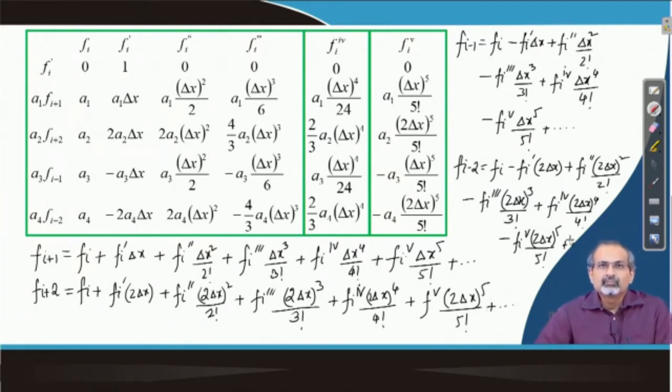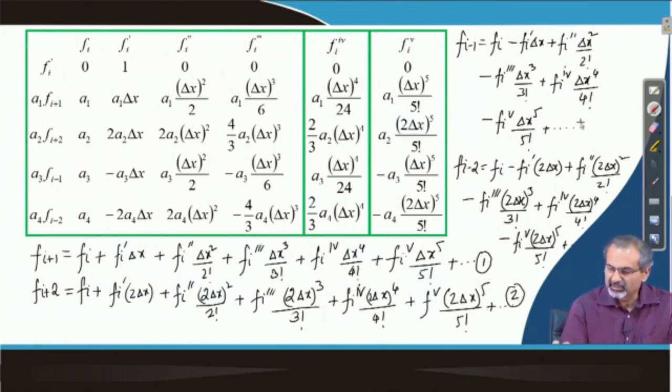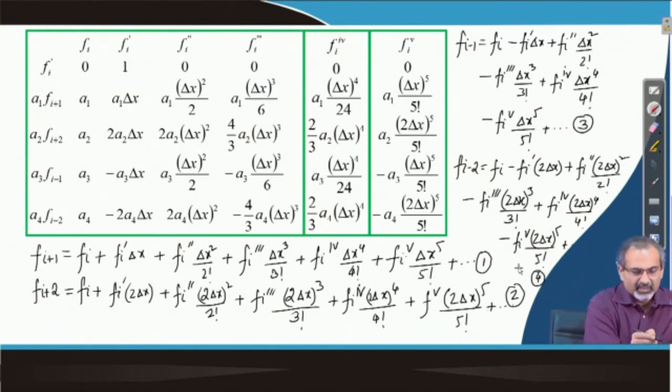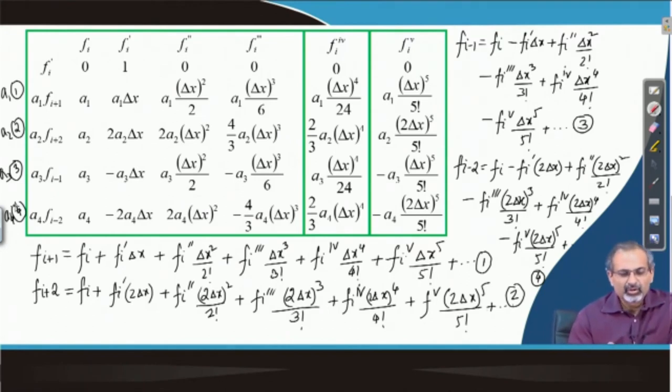So, we have all the Taylor series for the grid points that we have in the stencil written. Now we are going to use all these equations that we wrote down. Let us number them 1, 2, 3, 4, and what you need to do is multiply equation 1 with A1, and then multiply equation 2 by A2, equation 3 by A3, and equation 4 by A4 in order to generate the rows in the Taylor table.